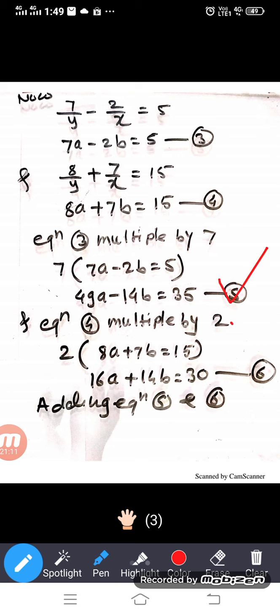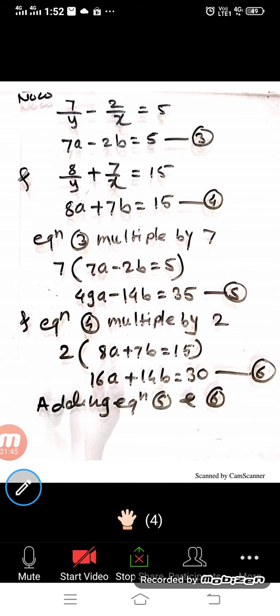Similarly, equation 4 multiply by 2, then we get 2 multiply 8a plus 7b is equal to 15. 2 eights are 16a plus 2 into 7b is plus 14b is equal to 2 into 15 is 30, equation number 6. Then from equation 5 and 6, the coefficient of b is the same, having opposite sign. Then adding equation 5 and 6. Write down here.